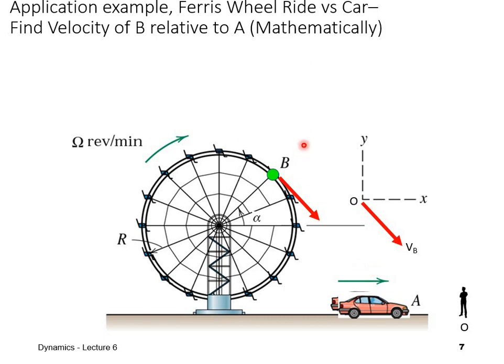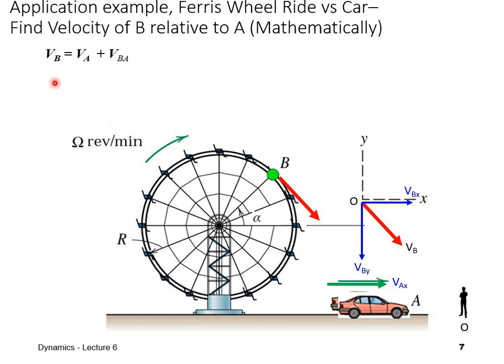To ease the calculation of adding VB and VA, I break the main velocity VB into components VBX and VBY. The car is only moving horizontally, which is only VAX. So to simplify, it's actually VAX plus VBY. But wait a while, let's see the equation first.